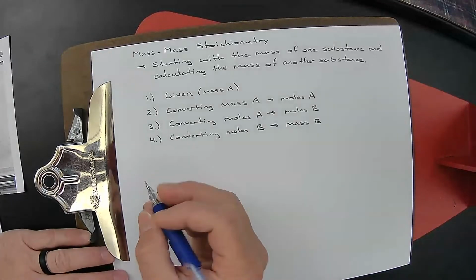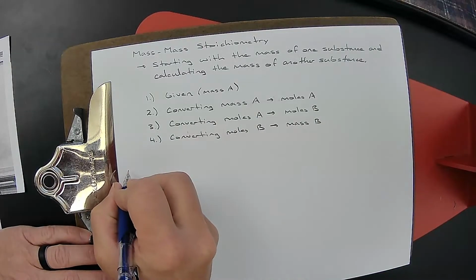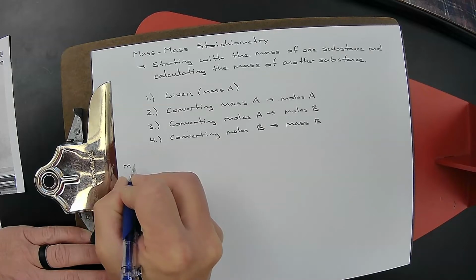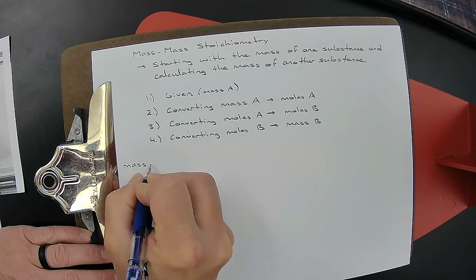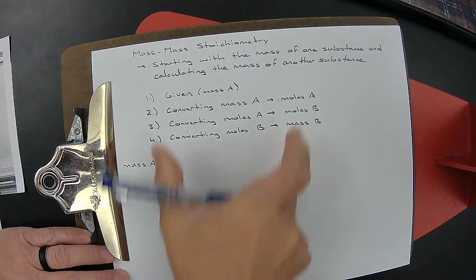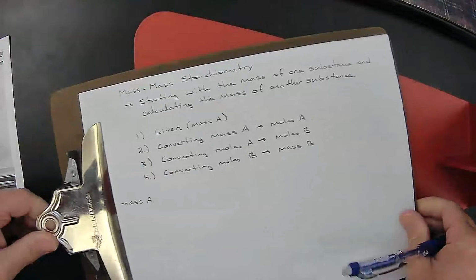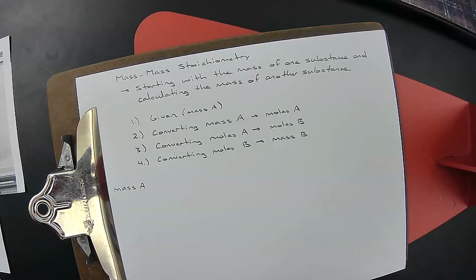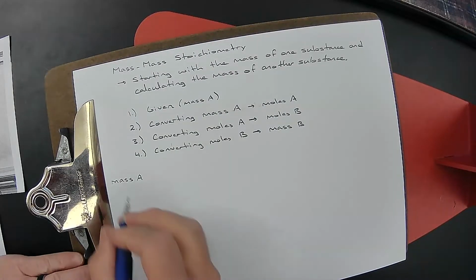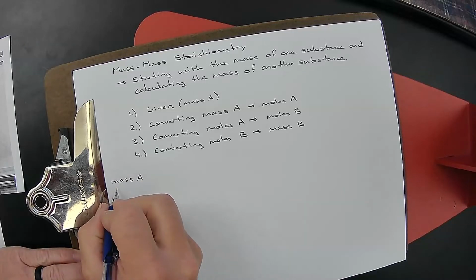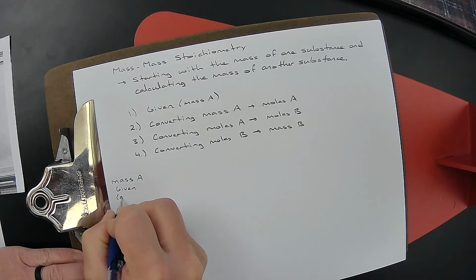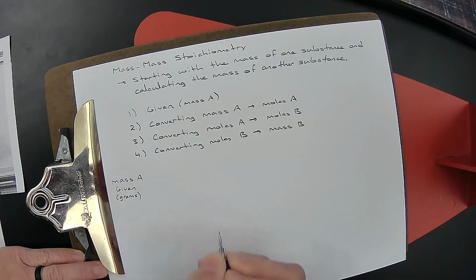And here's what it's going to look like. We're going to start with the mass of A, way over on the left. If you're taking notes in your notebook and you were putting this on the front page in portrait mode, then you may want to flip the page and allow this to go all the way across sideways. You'll notice my page is set up that way. We're going to start with the mass of A. This is going to be our given, and we know that it's going to be in units of grams.